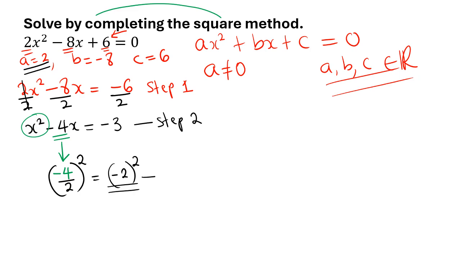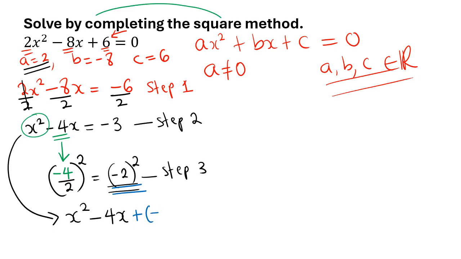We're going to call this one step 3. This is what we have done. Now we're going to go back to step 2 and rewrite it. We write x squared minus 4x, and then this new term we got here, -2 squared, we add to both sides of the equation. Remember that it's going to be equal to -3. So you can see that this is the equation that we have.